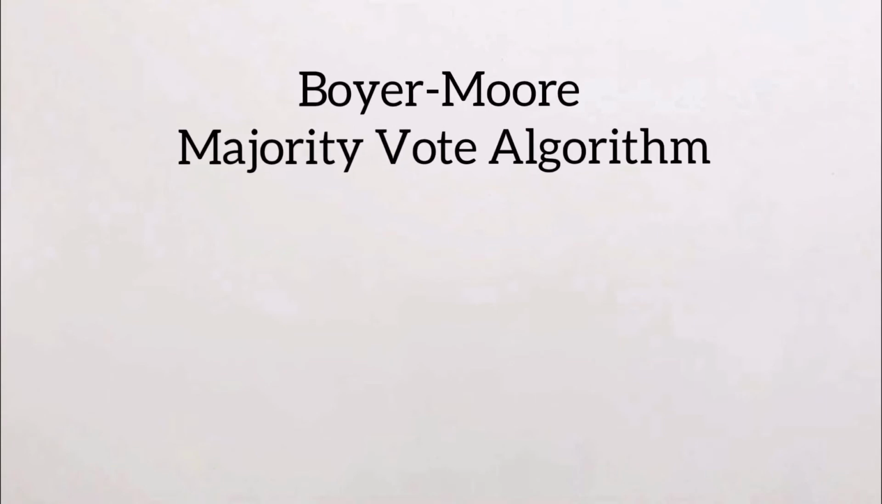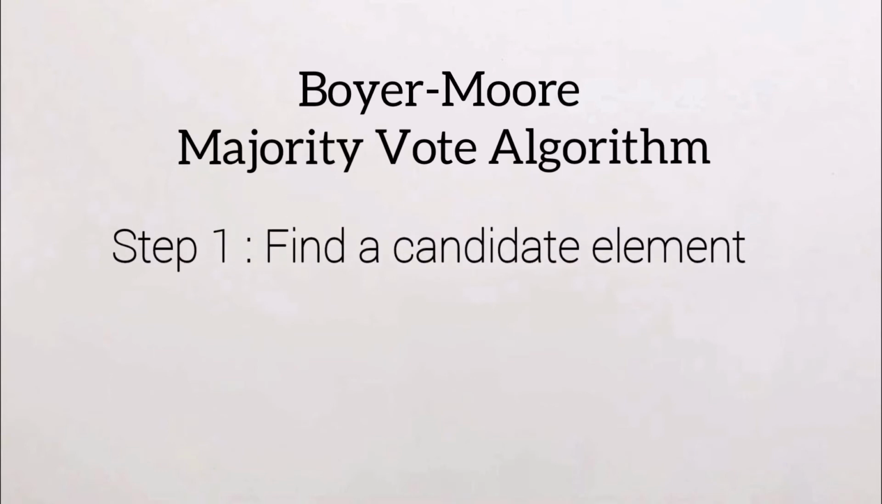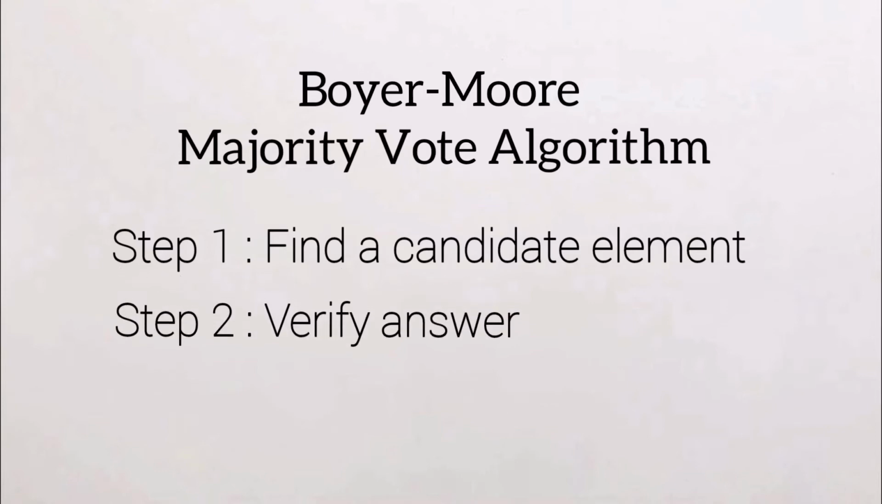Now let's discuss the Boyer-Moore algorithm. There are two parts to this algorithm. First, we find a possible majority element. Let's call it the candidate. Second, once done, we verify whether our candidate really is the majority element.